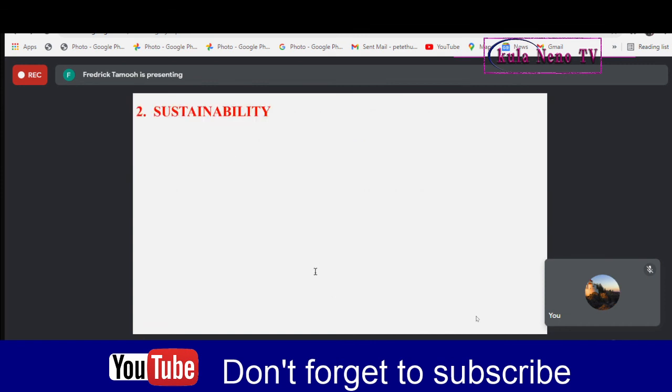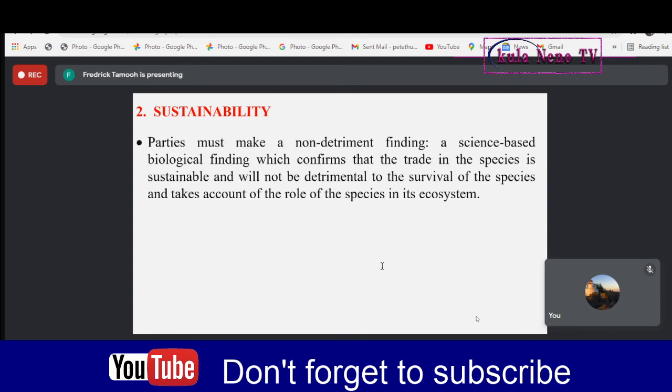The second condition is that it must meet the sustainability condition. So countries that are party must make a non-detrimental finding. There has to be a science-based biological finding which confirms that the trade in that particular species is sustainable and will not be detrimental to the survival of that species, and takes account of the role of the species in its ecosystem.